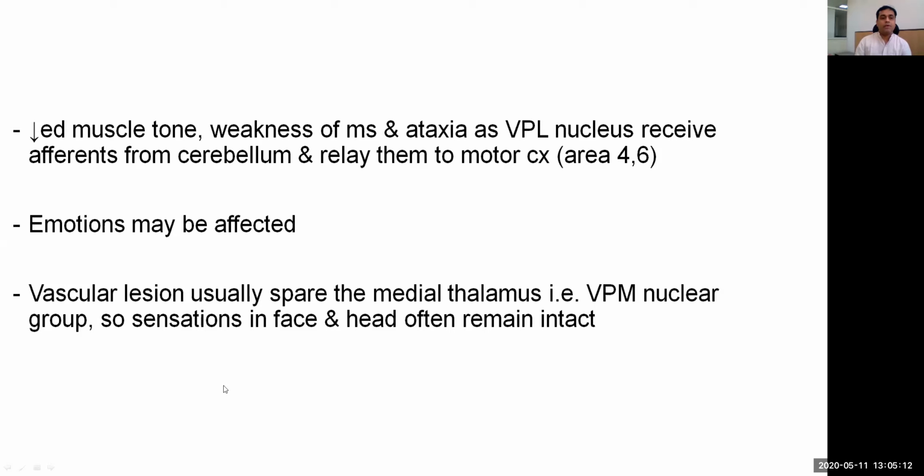Emotions may be affected. Vascular lesions usually spare the medial thalamus, that is the ventroposteromedial nuclear group. So sensation in the face and head often remains intact.